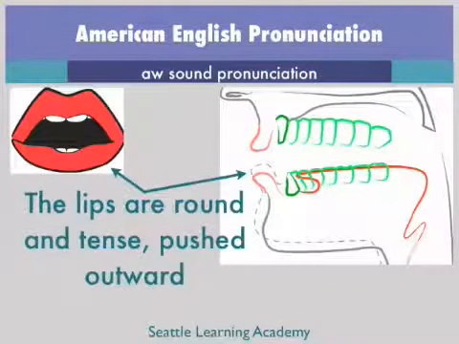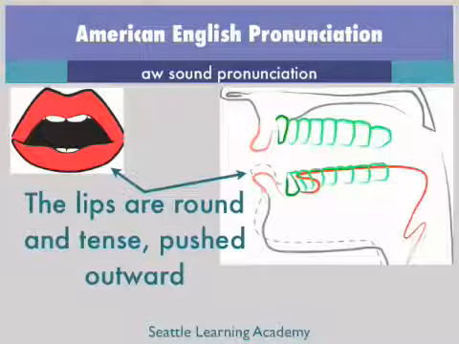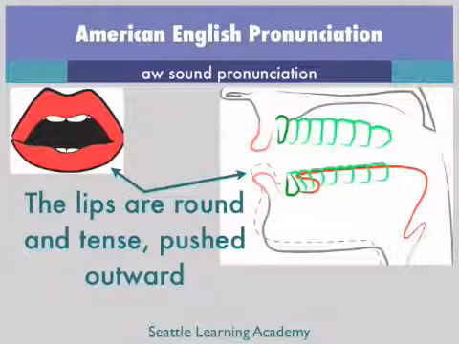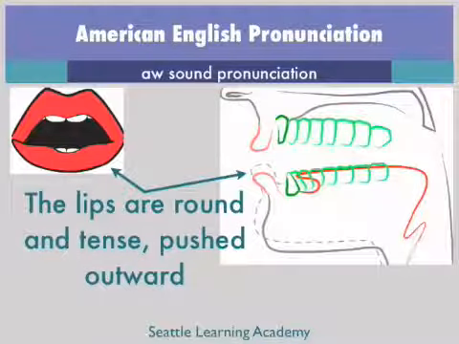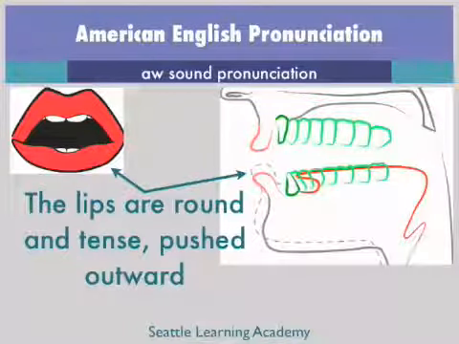The difference between this sound and the short O is the lips. The AW sound has tense lips. The lips get pulled into an open circle. The lips may even stick out some. The lips do not close into a small circle like the long O, however. The lips are open, round, and tense. Listen closely and repeat after me.